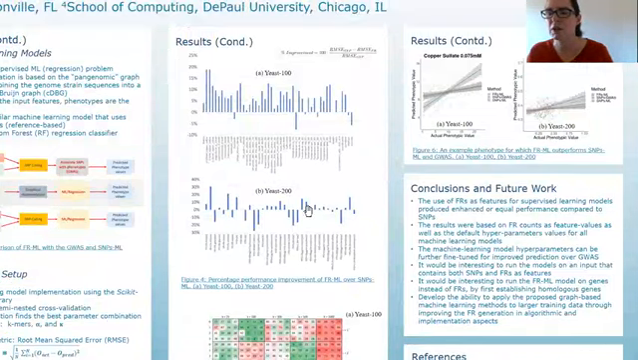So in conclusion, we are using FRs as features for supervised learning models. At this point, we are producing enhanced or equal performance compared to the SNPs. We're working to improve our prediction levels as well. So we are playing around with some of the parameters and improving our model in many different ways, including to increase its scalability, as well as to make it more general.